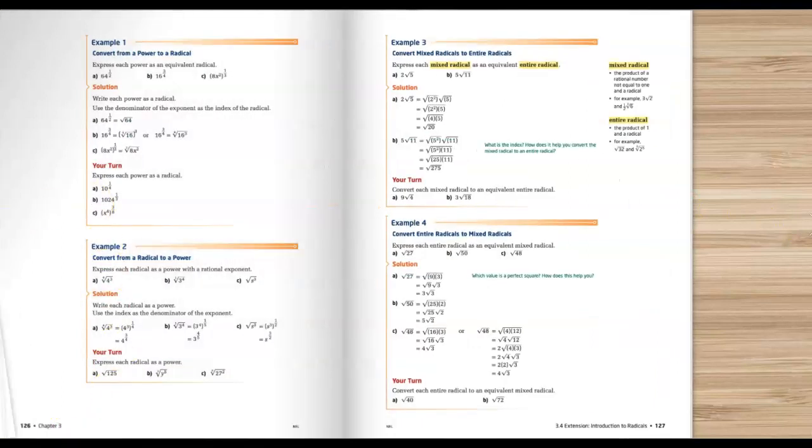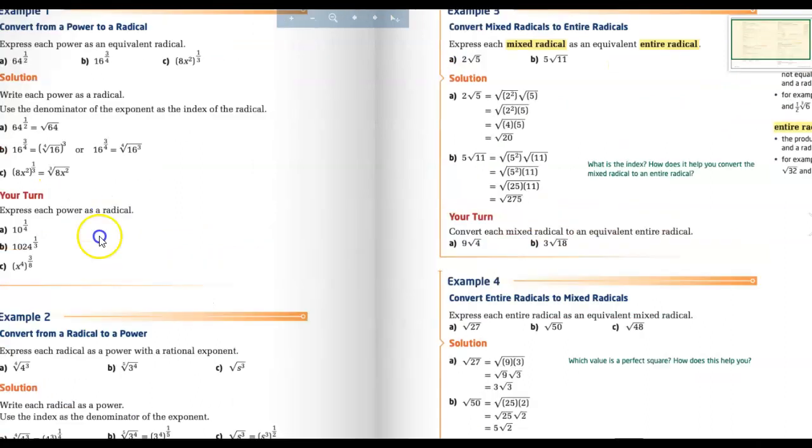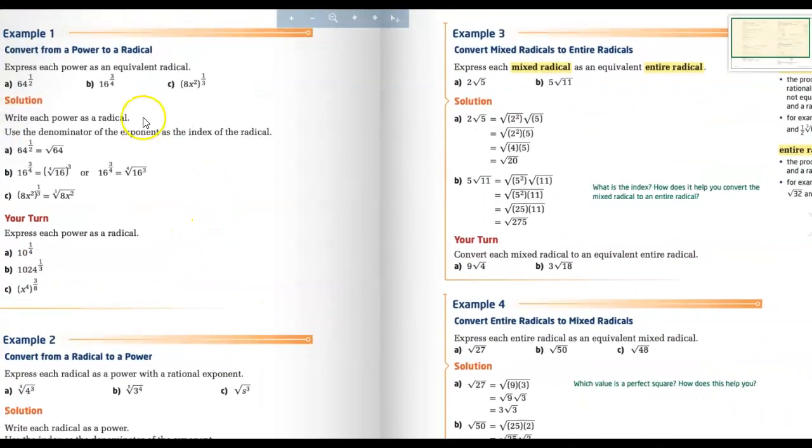So I'm going to zoom in onto this side. Okay, there we go. So top left, example number 1, convert from a power to a radical. So these are exponents of power, and the exponent form is the same thing here, to an equivalent radical. So how do we do this? We just talked about it. The 2 swings to the left here, and the 1 stays there. Remember, the 2 and 1 is going to be by default, so you don't need to write it. So here you can see they just swung 2 to the left and 1 here, so square root 64.